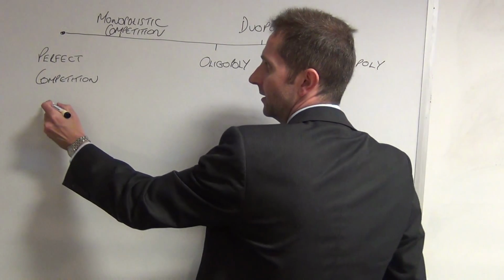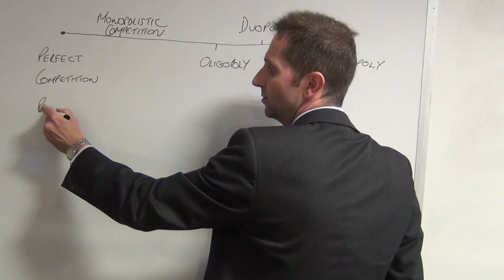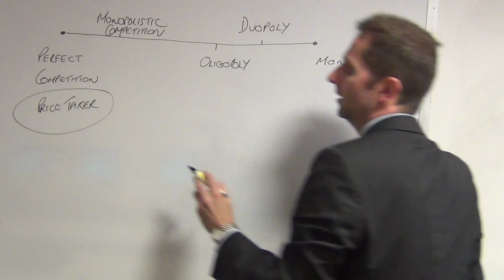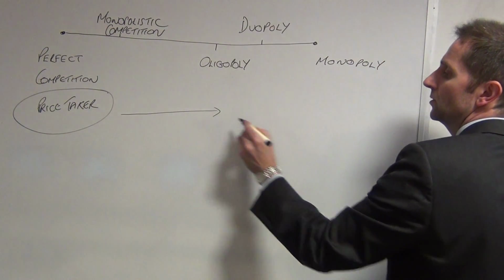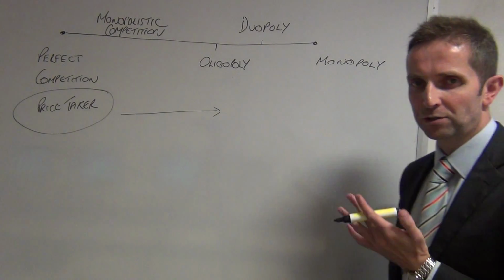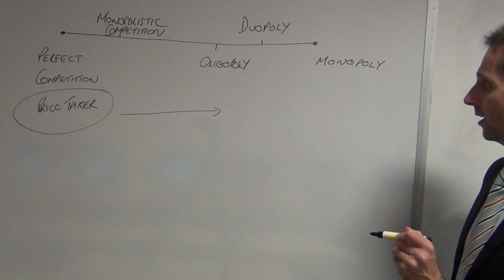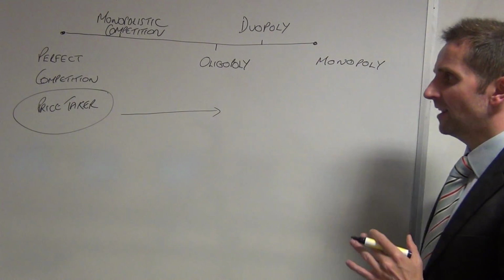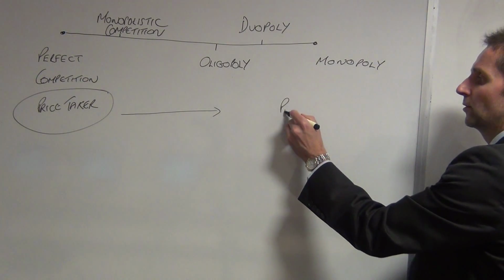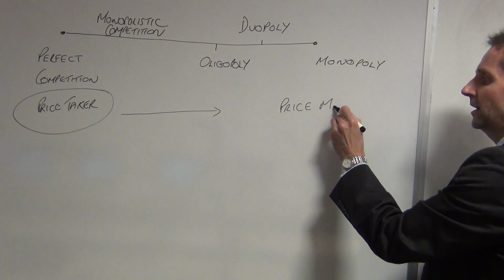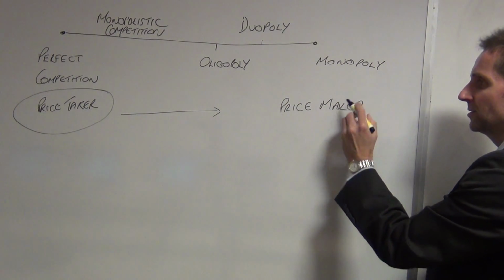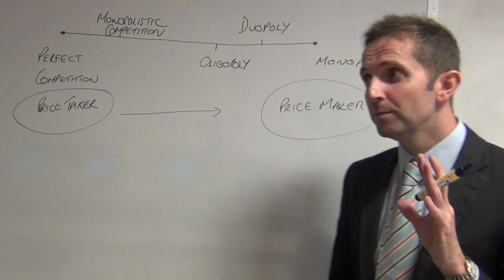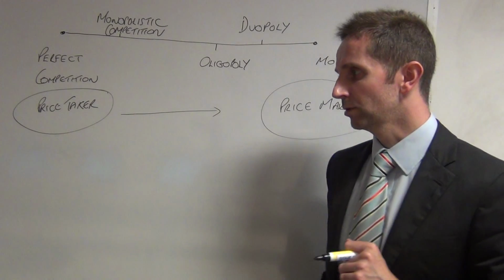You ought to be aware that the perfectly competitive firm is said to be a price taker, and the further we move towards the right in terms of our spectrum of competition, the more able an individual firm is to set its own price. So as we move towards the right hand side to monopoly in its most extreme, you then move to a position of market power and being able to set your own price.